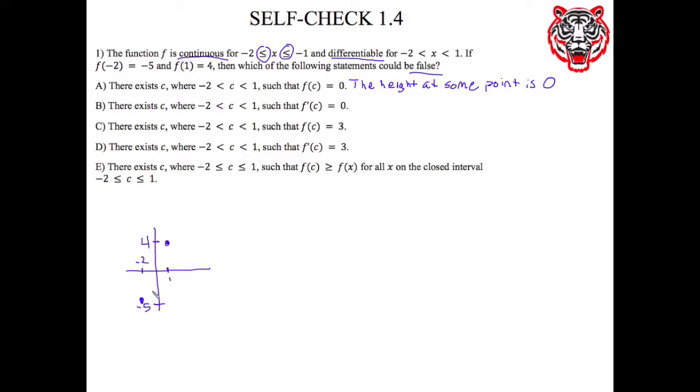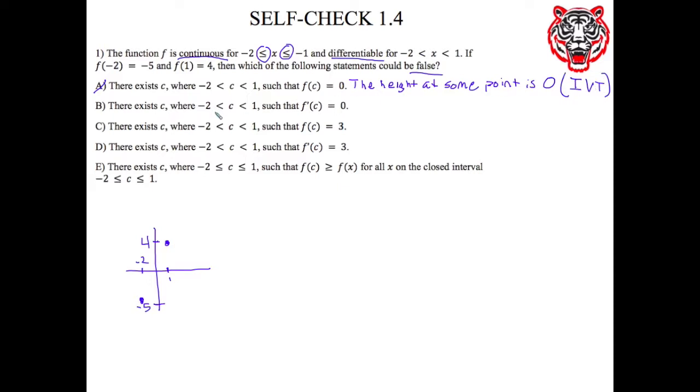Well, do I know that for sure? The answer is yes, because by the intermediate value theorem, between this interval for the x's, I have to cross at least every y value once. So between -5 and 4, I cross each of those y values at least once, so I cross 0 at least once. There is at least one point where the height is 0. So that is true. I'm looking for something that's false, so that can't be it. That is guaranteed by IVT.